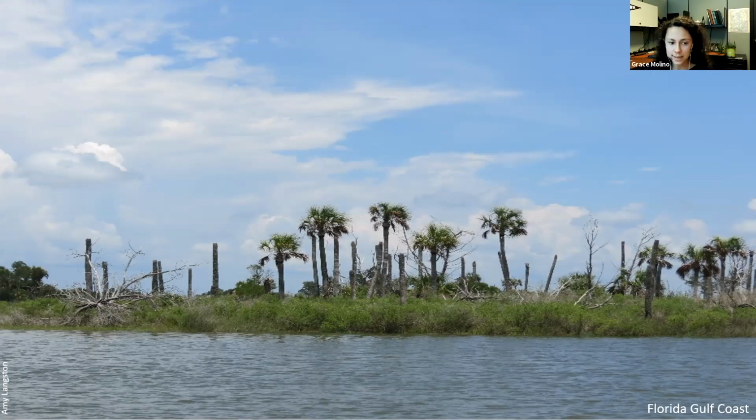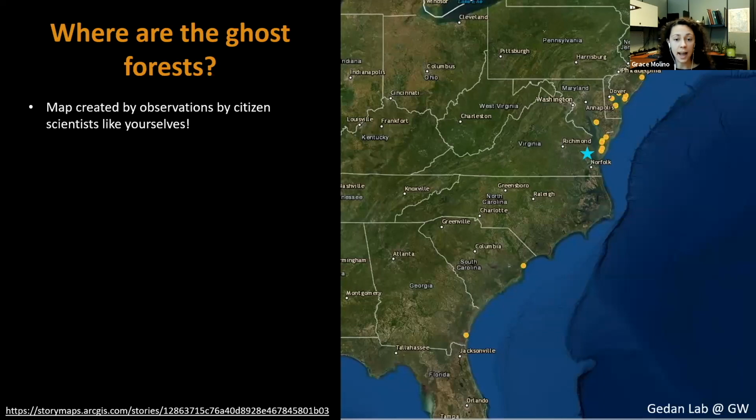So the same process is occurring here, where as sea level is rising, the tidal wetlands are encroaching further inland, and these palm trees can no longer withstand the saline inundation. And this is occurring everywhere in between these two images. So to orient you, this blue star is where VIMS is, where I'm currently located, and all the yellow circles are areas where ghost forests have been reported by citizen scientists.